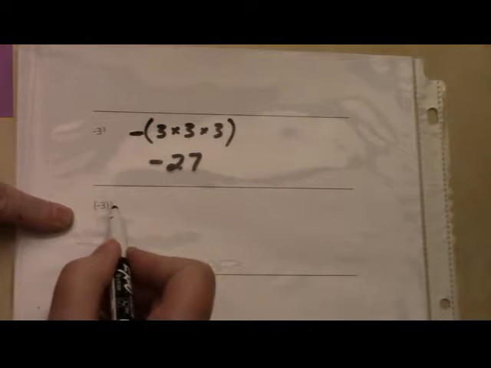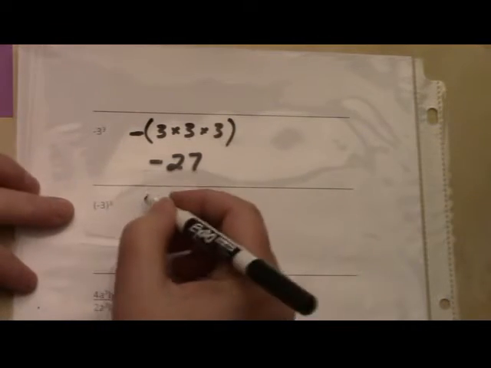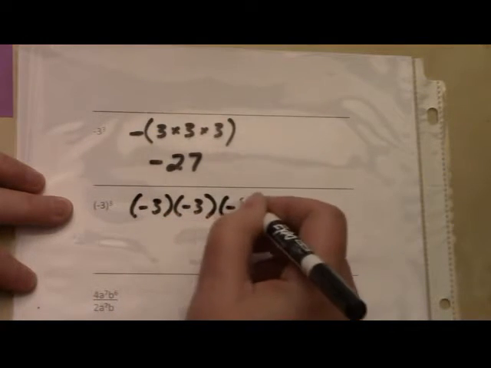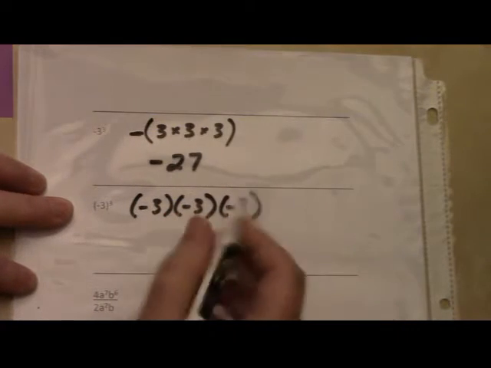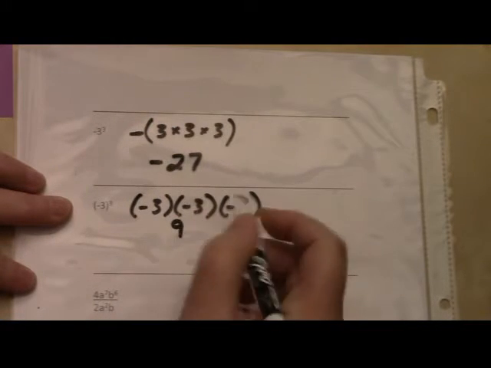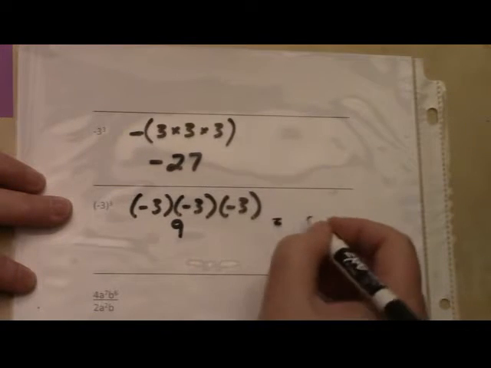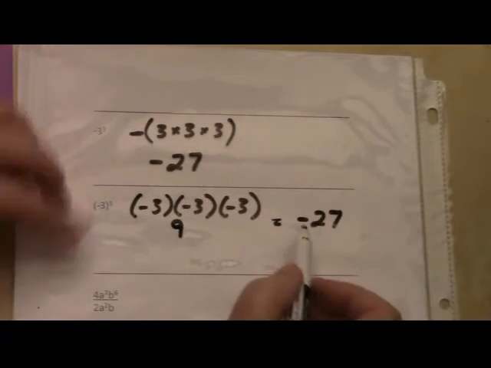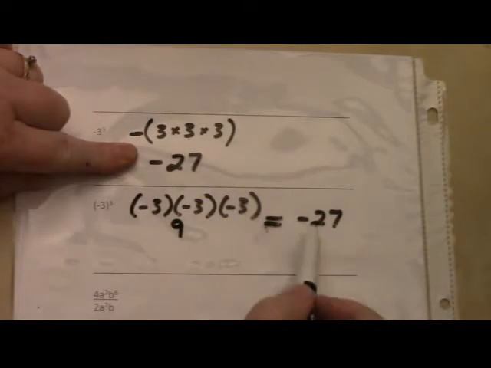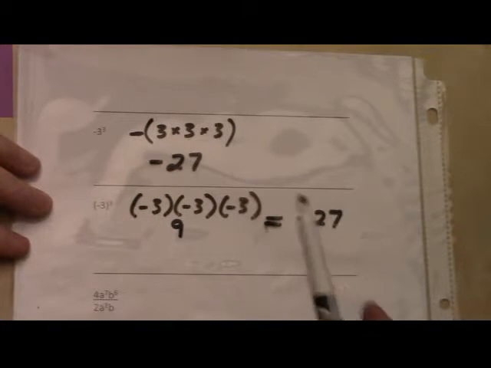This one, what is being cubed is everything in the parentheses. This one would be written -3 times -3 times -3. Now, -3 times -3 is a positive 9. Positive 9 times -3 is -27. Now, they happen to come out right. I meant to write an equals there. They came out the same, but let me show you what could be different.